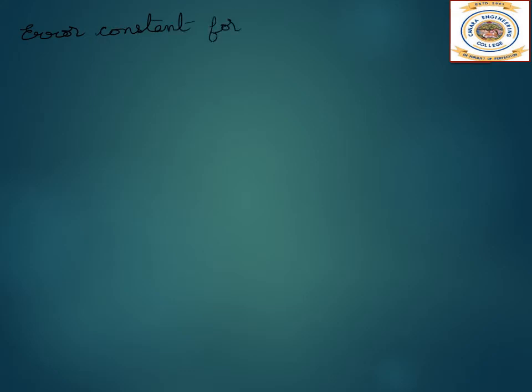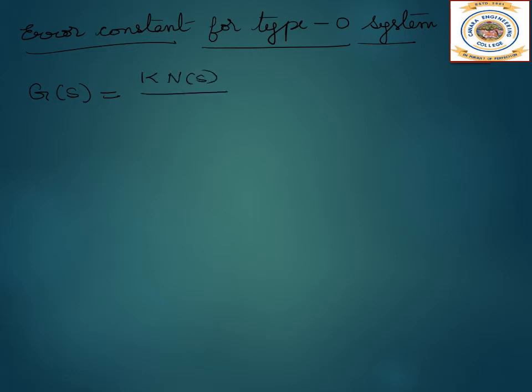So first we'll consider a type 0 system. What is the meaning of type 0 system? There is no pole at the origin. So how do we represent such a system? In general, I can consider the open loop transfer function as some constant K and a numerator and a denominator which is a function of s, in Laplace transform. We don't have any pole at the origin, meaning it is s to the power 0. So I don't have to write it over here.